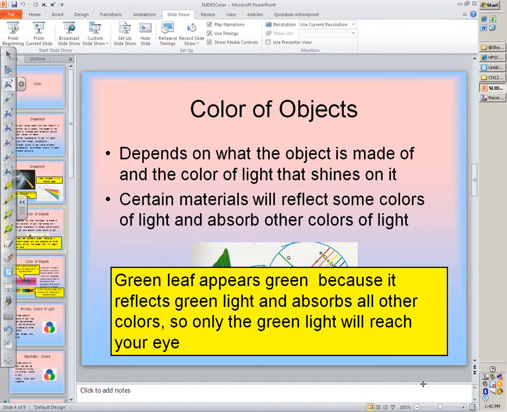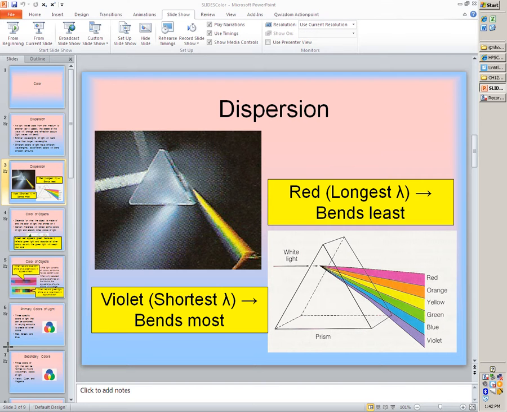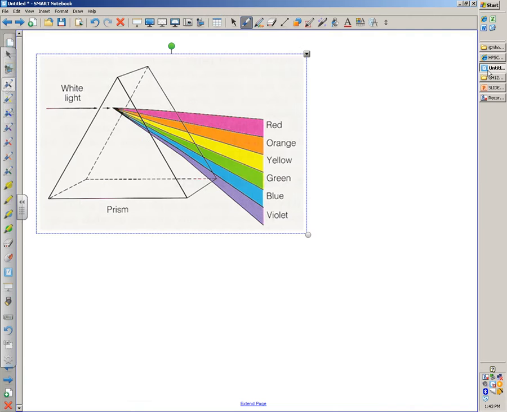Wait, but why are the other colors absorbed and it's only green? Because, Eddie, that has to do with the stuff that it's made out of. You can go to the store and buy a shirt that's 5 different colors. Same shirt, 5 different colors. There's really nothing fundamentally different about that shirt except for the dye that was used to color the cloth.